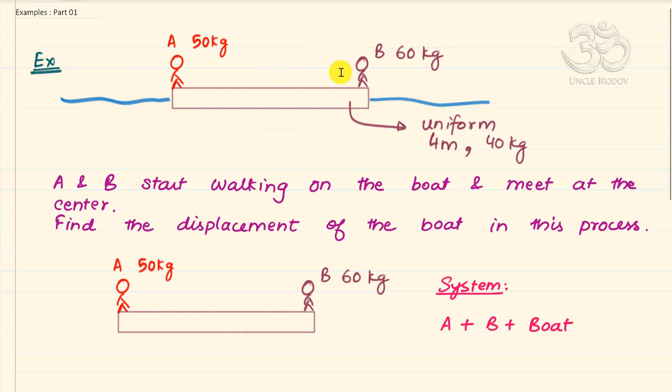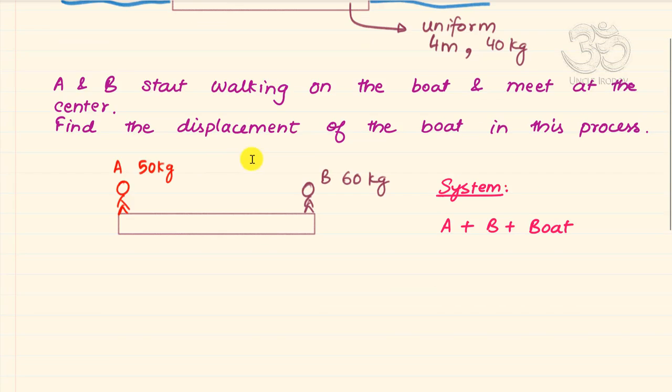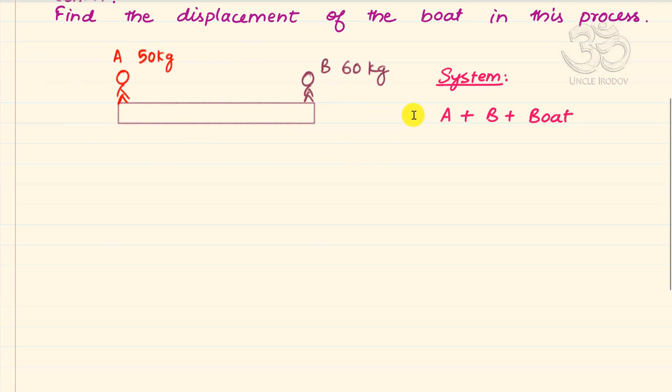Horizontally, there are no forces on the boat. So we will have zero net force on the system. And if there is zero net external force, then the center of mass should not accelerate. So for this system, A plus B plus boat, the acceleration of the center of mass is going to be 0. That means the velocity of the center of mass is going to be a constant.